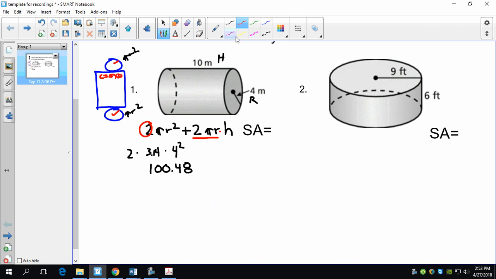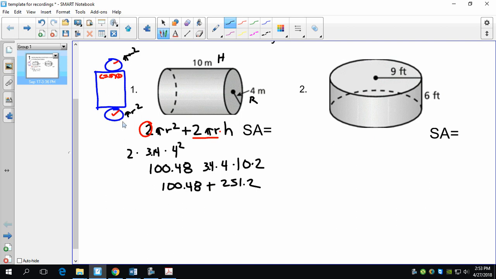So now we just want to plug those numbers in. The height is 10, so it's 10 times 4 times 3.14 times 2, and I actually ran out of room, so I'm going to put the times 2 over there. So 3.14 times 4 times 10 times 2 is 251.2. So this is 251.2. This is 100.48. We simply add those two together.